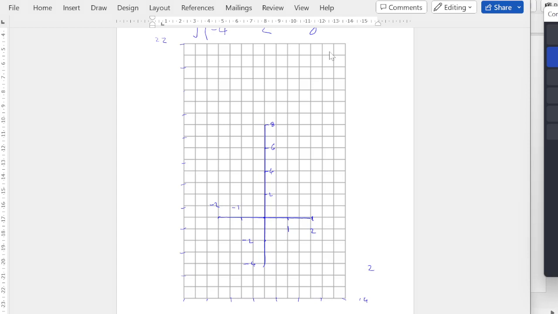Okay, so there's my axes, and then I'm plotting in -2 and -4, so that's going to be there. 0 and 2, which would be there, and then 2 and 8, which would be there. And then I just join them with a straight line, and they should all go through the same point. There we go. And I'll just label that that's going to be my x-axis, and that's going to be my y-axis. And there we go.